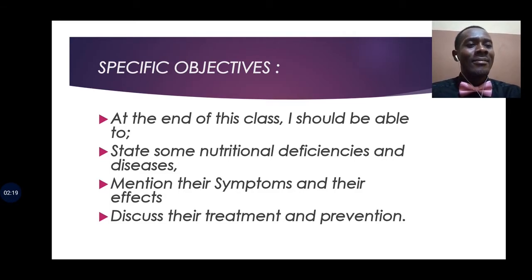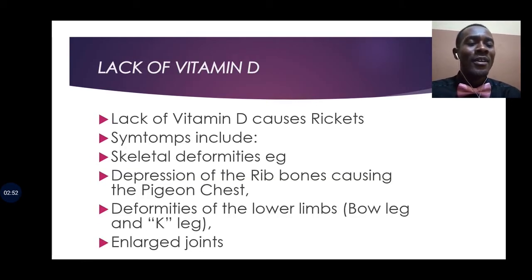According to our specific objective, we are supposed to be able, at the end of it all, to state these ones I've mentioned for today's topic: lack of things like vitamin D and vitamin E. Then you're supposed to also state the nutritional deficiencies and diseases that accompany lack of carbohydrates and some other minerals like calcium, phosphorus, and the rest of them. Now let's get on with the vitamins. Let's conclude on the vitamins, as we are going to see in this slide.